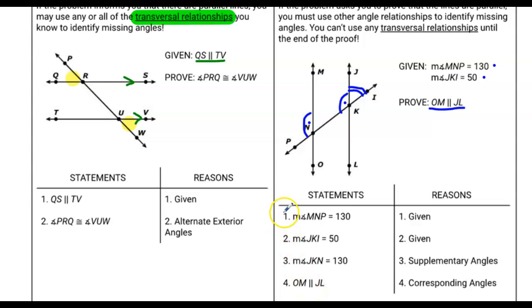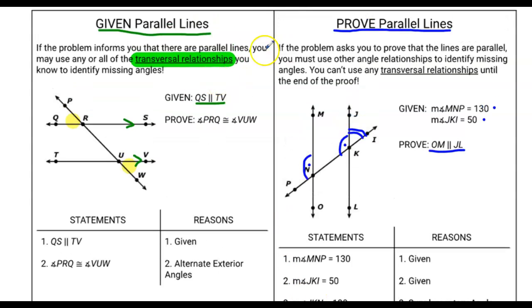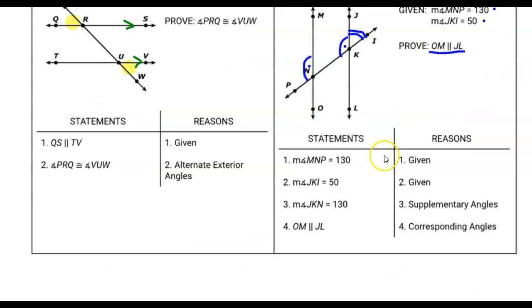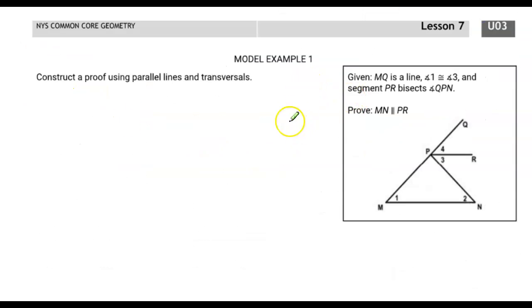So two different ways to go about it, or two different problems that they might give you. If they give you the fact that it's parallel lines, you can use whatever relationships that you want of the transversal relationships. If they do not give you that the two lines are parallel already in the problem, then you can't use the transversal relationships until the very end of the problem. Hopefully that gets across to you. I'm going to give you two model examples. If you want, pause the video now and try to write this problem out on a piece of paper, and then come back to see if you get it right.